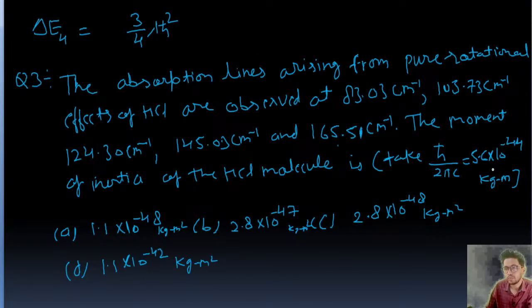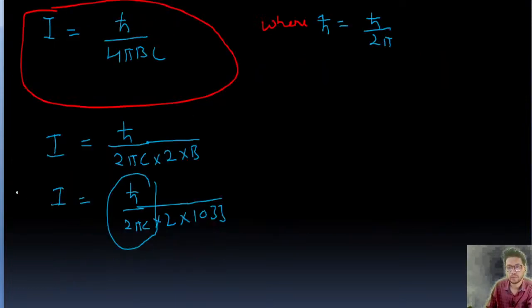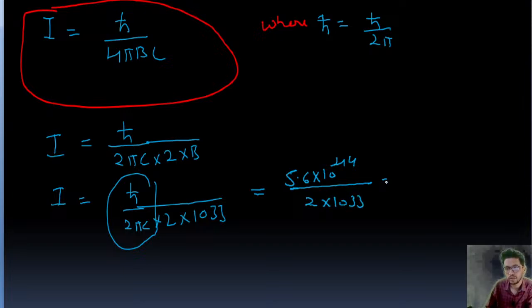ħ upon 2π value is given as 5.6 into 10 to the power minus 24, right? So we'll write this value. So this is going to be 5.6 into 10 to the power minus 44 upon 2 into 10^33. We'll solve it, and this value is going to be 2.7 into 10 to the power minus 47 kg meter square.